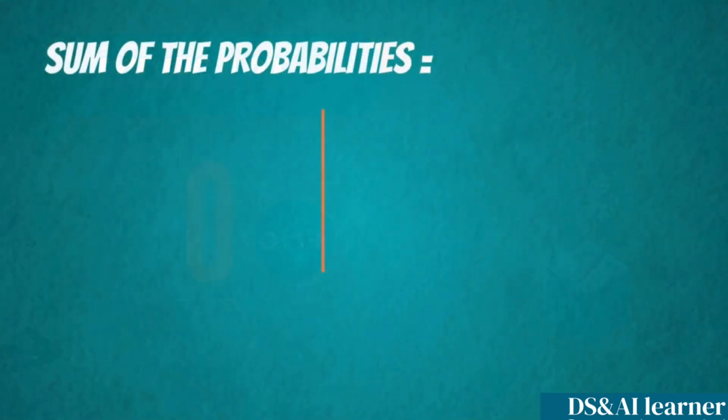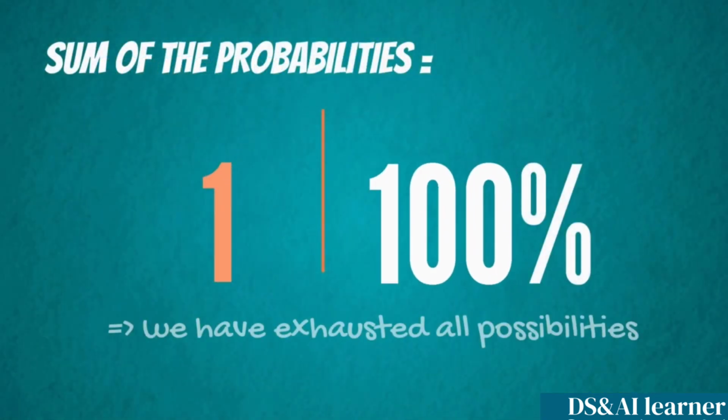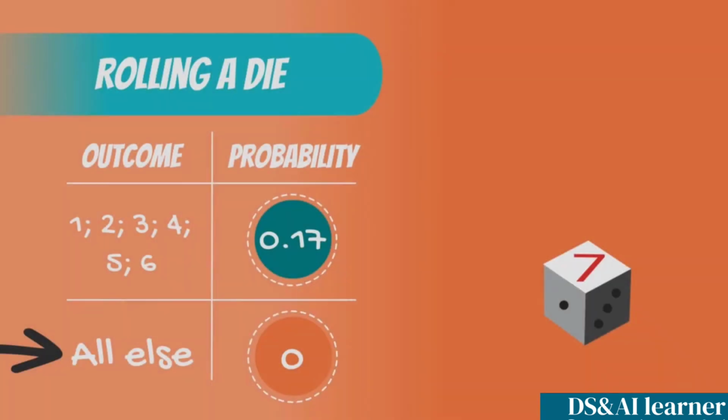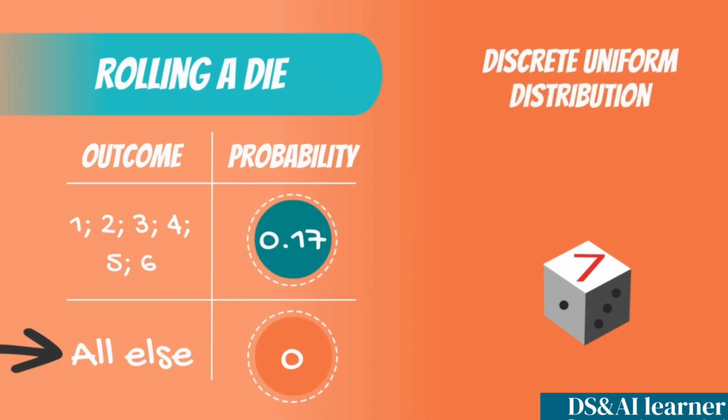We are sure that you have exhausted all possible values when the sum of the probabilities is equal to 1 or 100%. Similar to what we discussed about getting a 7, for all other values, the probability of occurrence is 0. And that's the probability distribution of rolling a die. By the way, it is called a discrete uniform distribution. All outcomes have an equal chance of occurring.